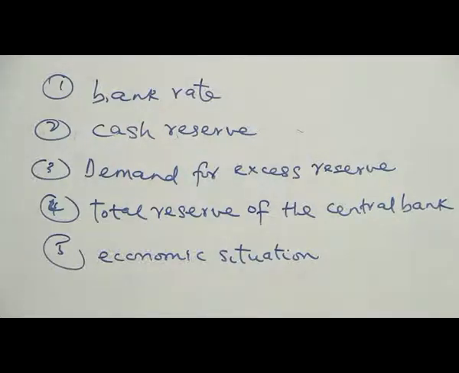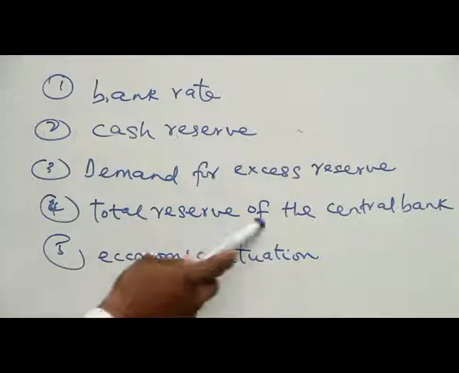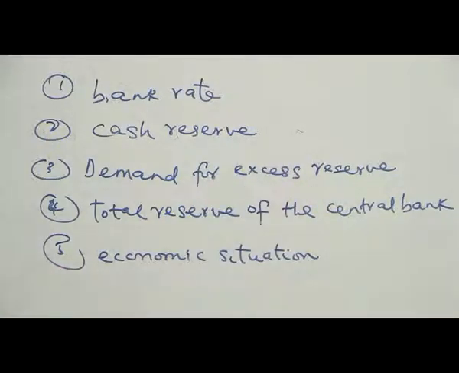The third one we call demand for excess reserve. When commercial banks demand excess reserve, the supply of money will increase. So this one has a positive effect on supply of money. The more commercial banks demand excess reserve, the more the supply of money will surely increase. Then the fourth one we call total reserve of the central bank. The higher the total reserve of the central bank, the higher the supply of money in circulation. So it has a positive relationship with supply of money.